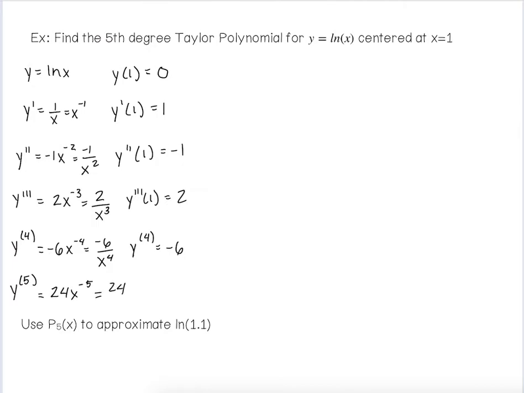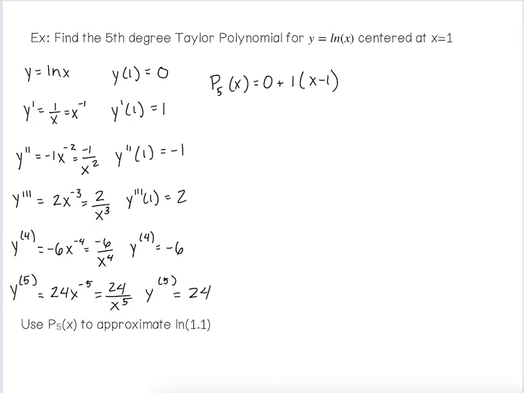So 24 over x to the 5th. So my 5th derivative is going to be positive 24. So now that we're going to put all of this together, my P5 of x is going to be 0 plus my first derivative times x minus c, so x minus 1.